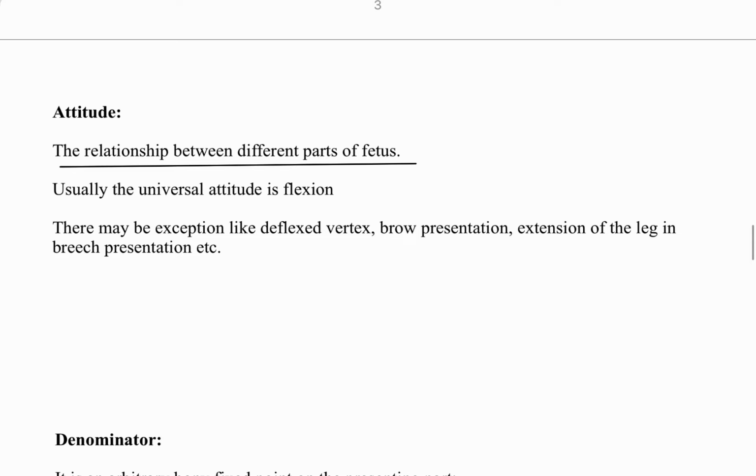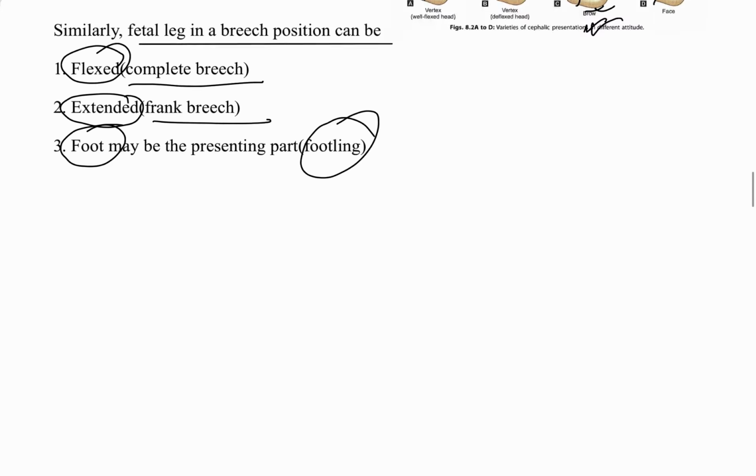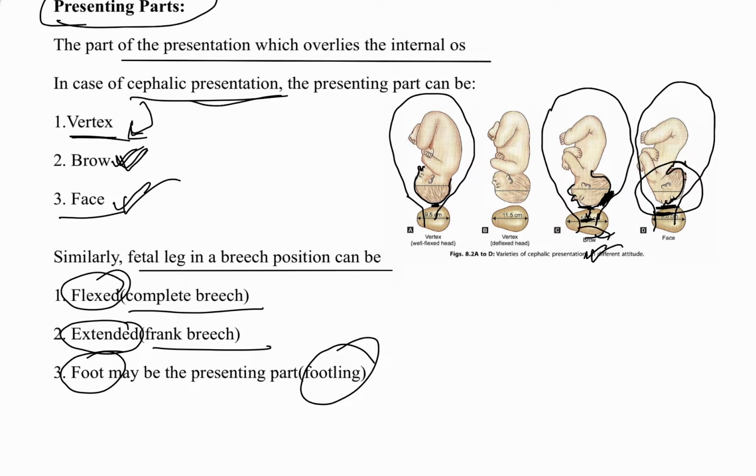So attitude is actually the relationship between different parts of the fetus, and the universal attitude is flexion. But there may be some exceptions, like we have seen before. Like in brow presentation, the head is not completely flexed, right? It is slightly deflexed. And in face presentation, the head is so much deflexed or extended.